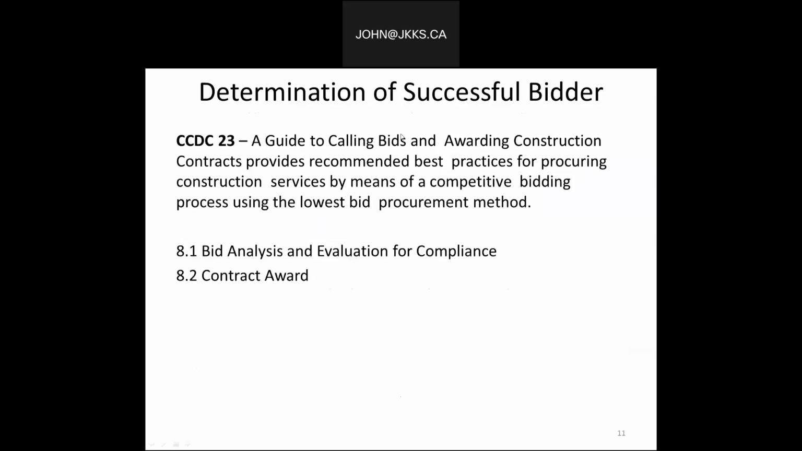So when we take a look at the determination of a successful bidder, we could also take a look at what is covered under the CCDC 23 documents. Under section 8.1 of CCDC 23, bid analysis and evaluation for compliance, it states that only compliant bids should be accepted and non-compliant bids be rejected. In section 8.2, it states that compliant bids are considered and that no undisclosed preferences should apply. Simply, contract award must be a fair process when selecting the successful bidder.